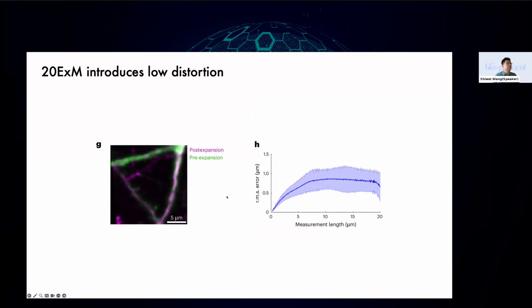We then quantified whether this protocol introduced distortion to the biological sample. So how we did this is we imaged the same region of a Thy1-YFP mouse brain tissue. So certain neurons in this brain tissue are filled with YFP. And we imaged the same region before and after expansion and compared them. And we observed low distortion that's comparable to all the previous expansion protocols.